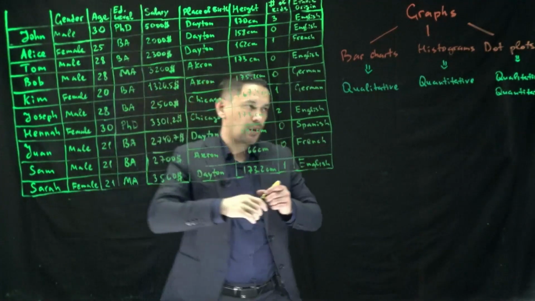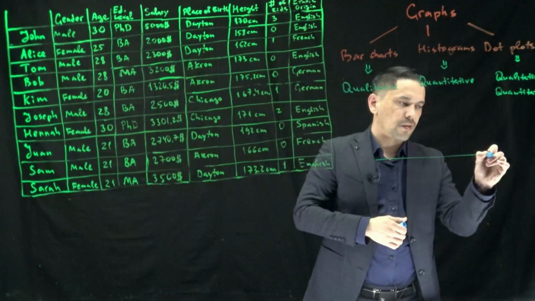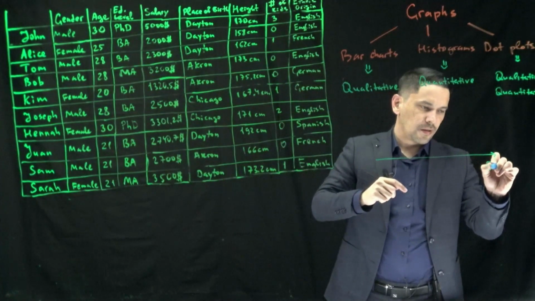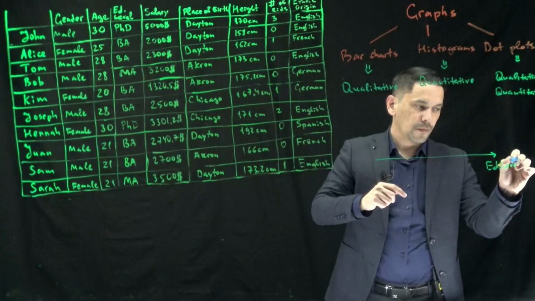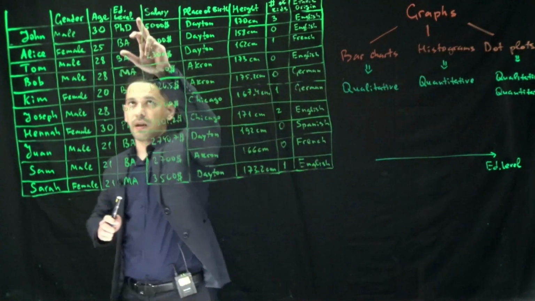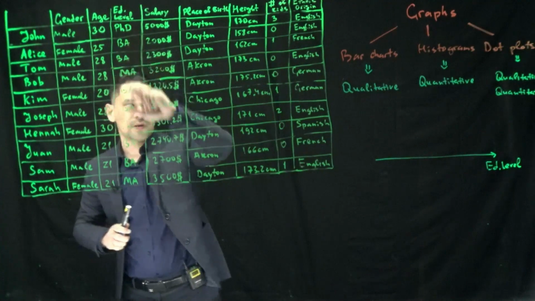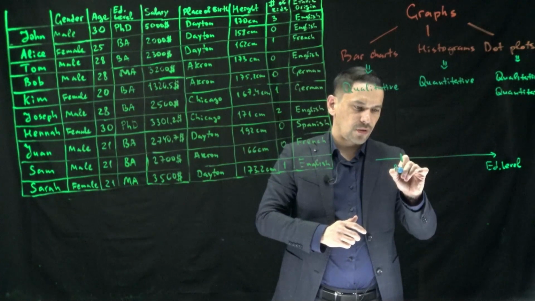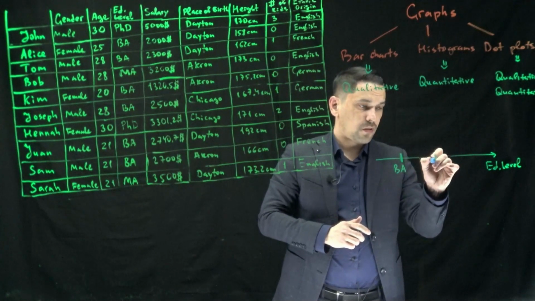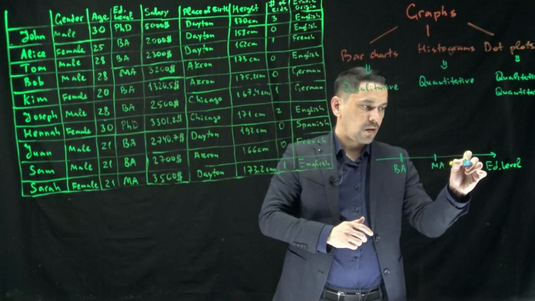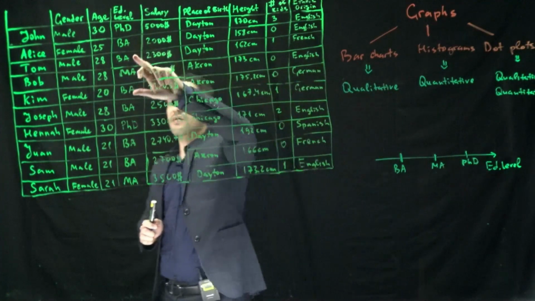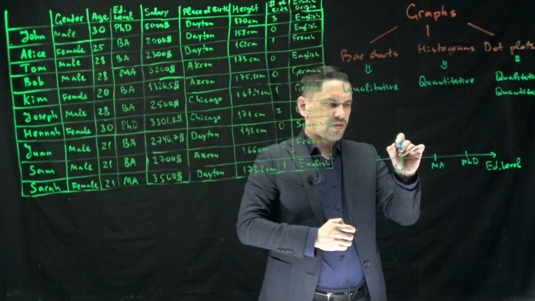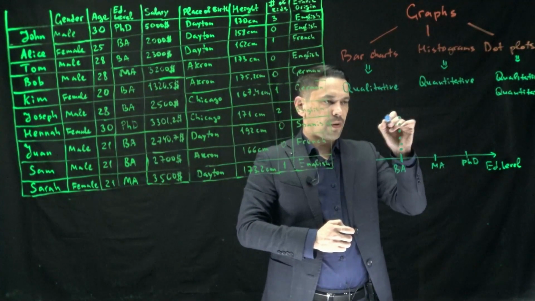Let's choose the variable education level. So I'm building an axis like this. I'm going to write the name of the variable below the axis. It's education level. Now we know that this variable has 3 values: bachelor's, master's, and PhD. So I'm going to show the values of this variable here on the axis. And we know that 6 people have a bachelor's degree here. So I'm going to draw 6 dots above the value bachelor's.